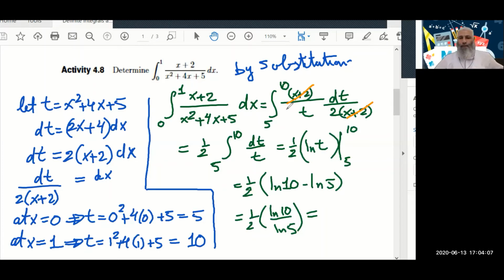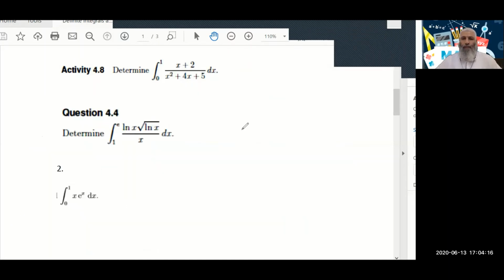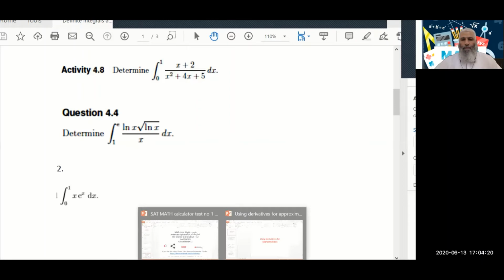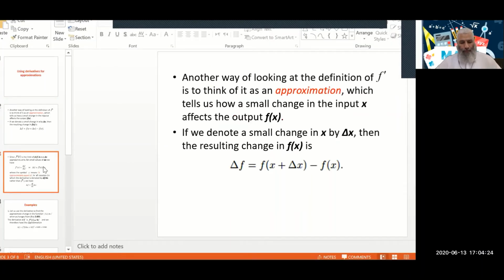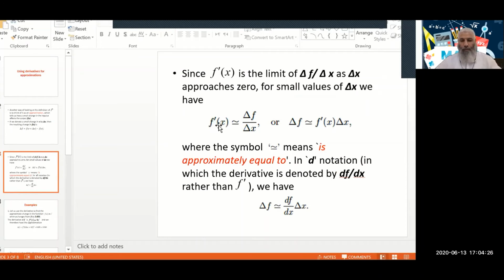Okay. This is our solution. Here we will revise. How did he solve it?